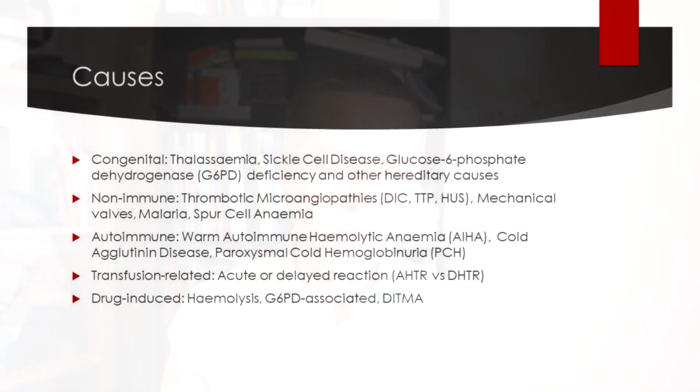Before we get onto the blood films, let's talk a bit about causes. We can split them into these 5 different categories. Firstly, congenital. So quite a lot of famous hemoglobinopathies are listed here: thalassemia, alpha or beta, sickle cell anemia, G6PD, which is glucose 6-phosphate dehydrogenase deficiency.